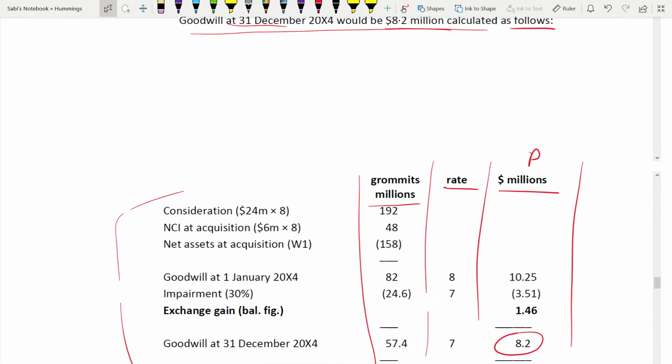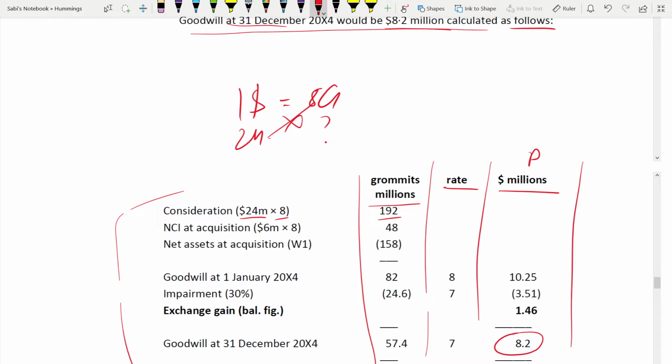So consideration has been 24 million, right? It was in dollar. When you are converting dollar to grommet, multiply by 8. From grommet to dollar you divide. Now you multiply by 8, okay? Because it was $1 equal to 8 grommet. So for 24 million, cross multiply, right? To find this one. So 24 into 8.